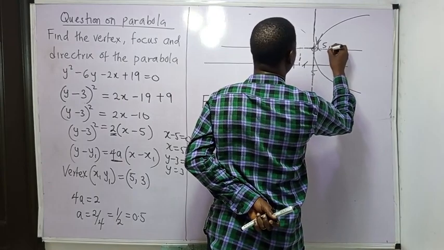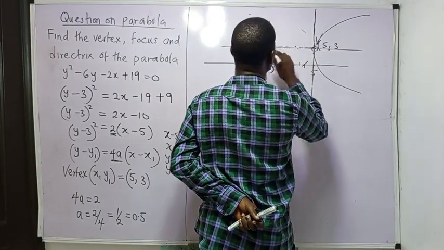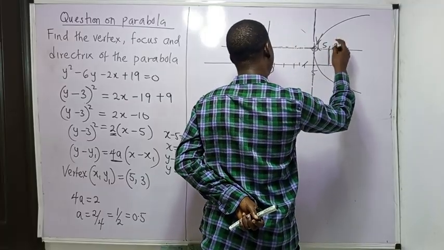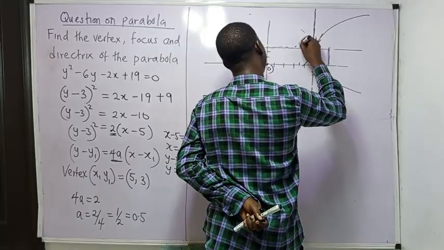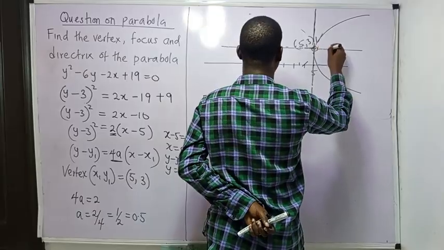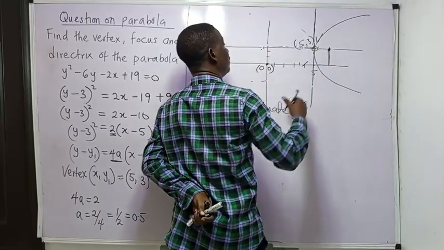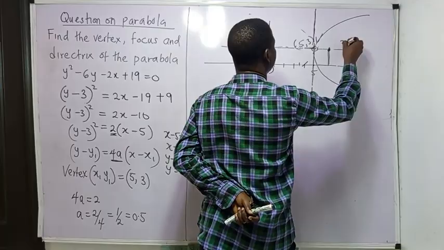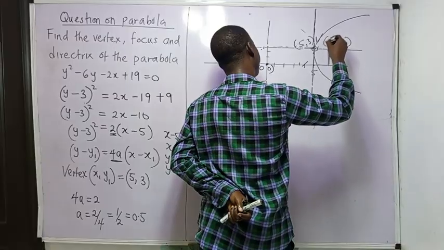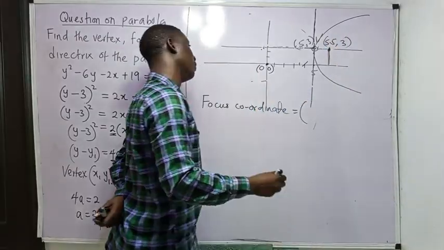So from here, sorry for that, from here to this place is now what? 0.5. So this coordinate is 5, 3. Should be enclosing the word focus. This is focus now. So our focus should be what? 3 for the y component. Then there will now be 5.5 for the x component.